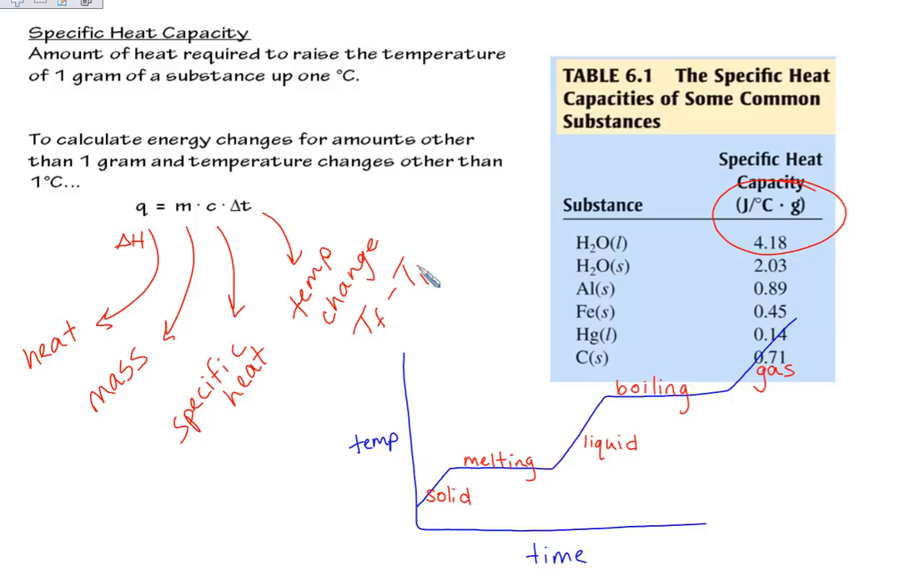So we were able to use this little equation on this graph anytime the temperature did change. So for example, during the solid, liquid, and gas phases, these were the sections where we were able to calculate the energy change as Q equals mass times specific heat times temperature change. Piece of cake. We were not able to use this equation during the phase change.